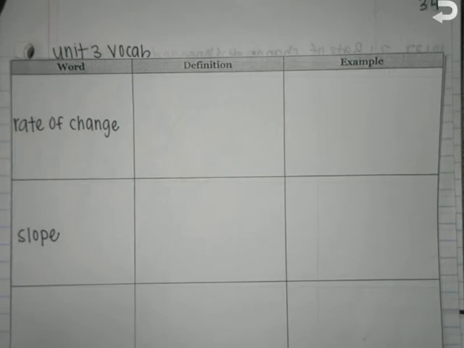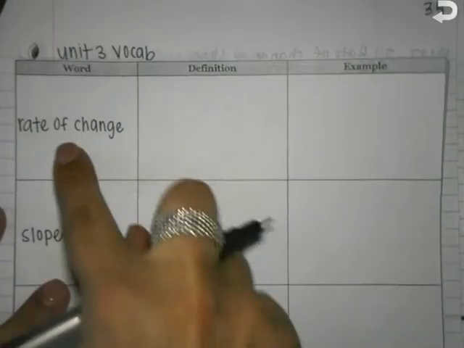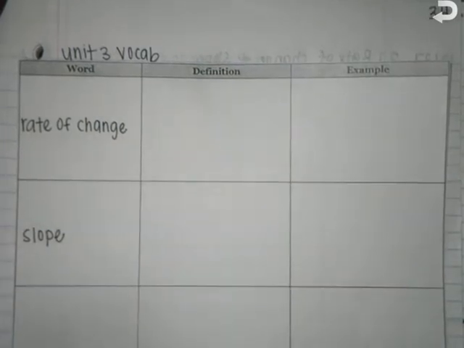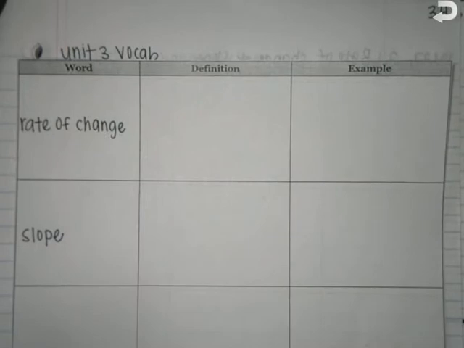Right, guys. So for Unit 3, we're going to start with some vocabulary. We're just going to start with rate of change right now, and then we'll do a problem with rate of change from your textbook. I'll give you the other definition, and we'll do some notes, and then that's it. So Unit 3 vocab, we're talking about slope and rate of change today.